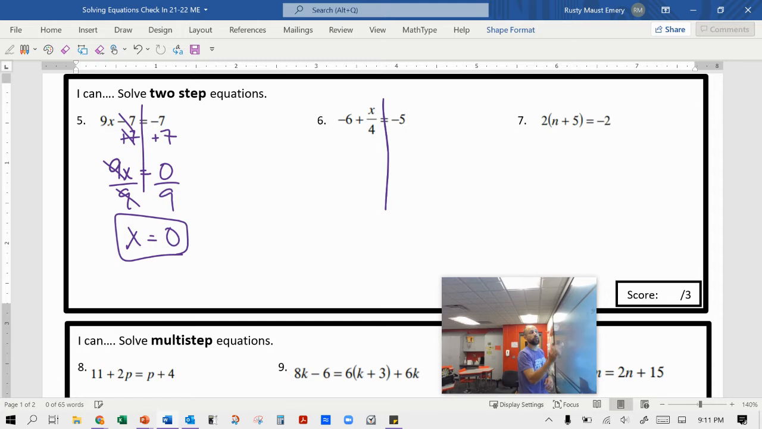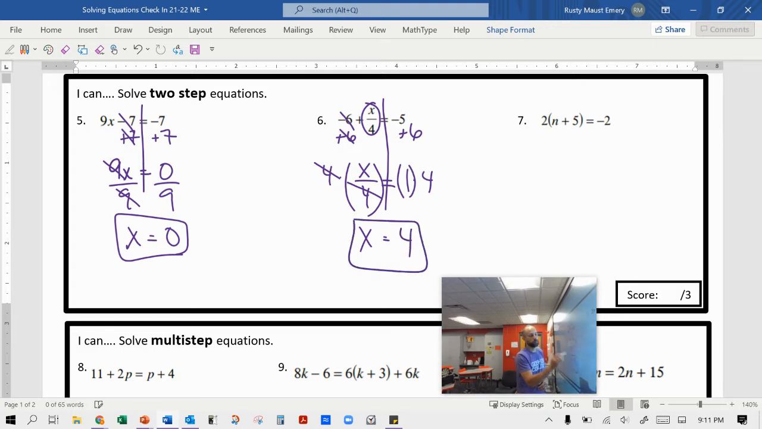Number 6, we're going to get rid of the add or subtracting first, right? So this is the variable term. We're going to start by adding 6 to both sides. Bring down your fraction. On the other side, we have 1. And then we have a fraction left, so we're going to go ahead and multiply. All right, we're multiplying by the denominator. Multiply by 4. So x equals 1 times 4 is 4.